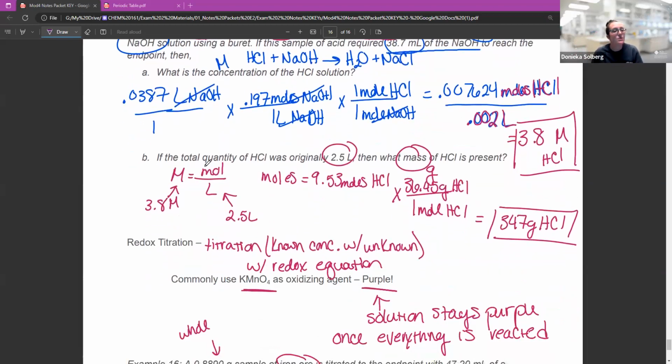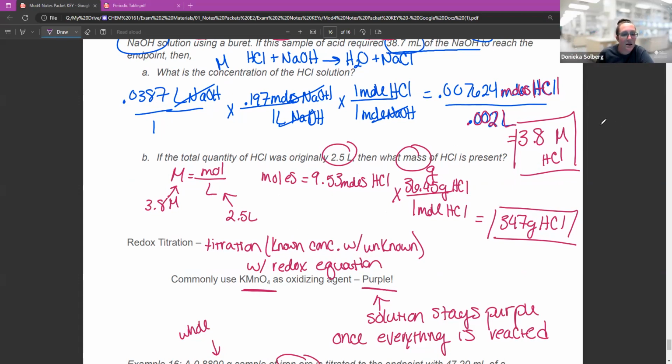Okay. I can also do, if the total quantity of HCl was originally 2.5 liters, then what mass of HCl is present? Well, I've got liters. I want to know a mass. Notice this is not a stoichiometry problem because I'm only talking about HCl. No reaction is happening here.